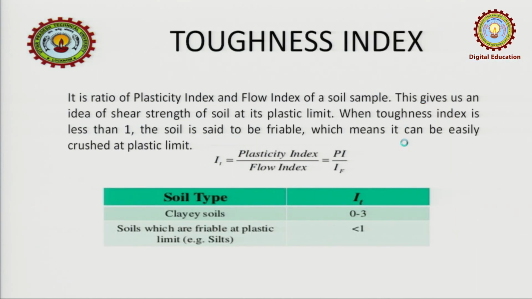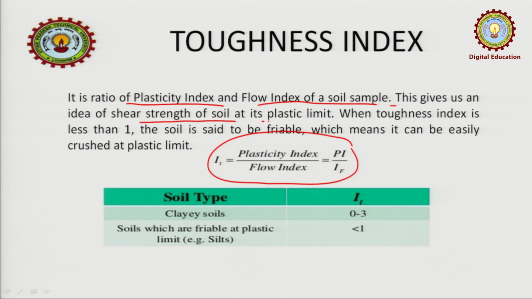Toughness index. What is toughness index? The ratio of plasticity index and flow index of the soil. It is the toughness index. You can see this is the formula. This gives us an idea of the shear strength of the soil at plastic limit.